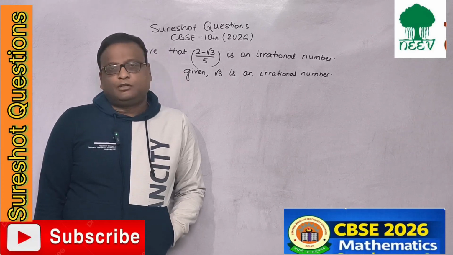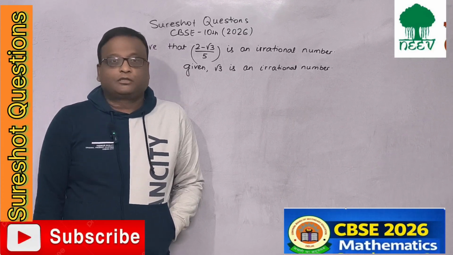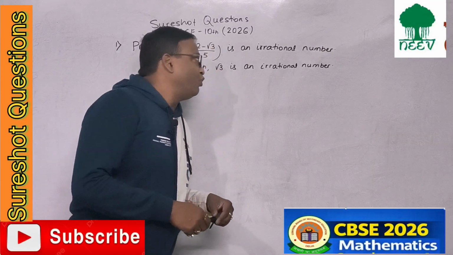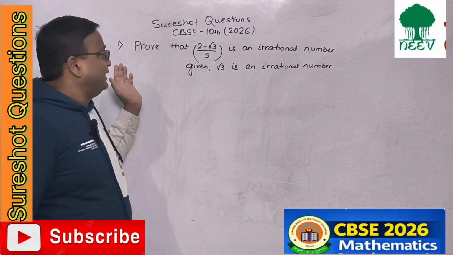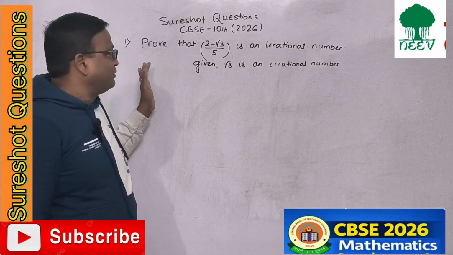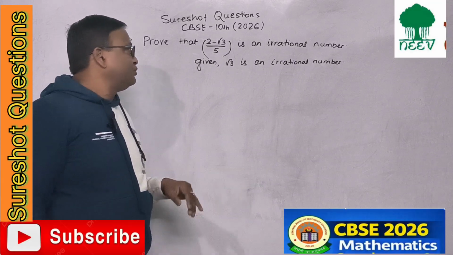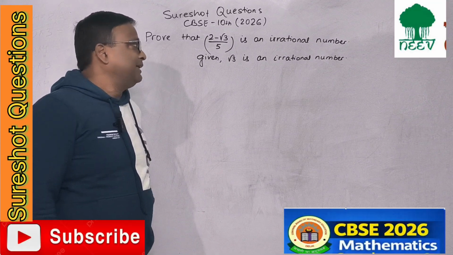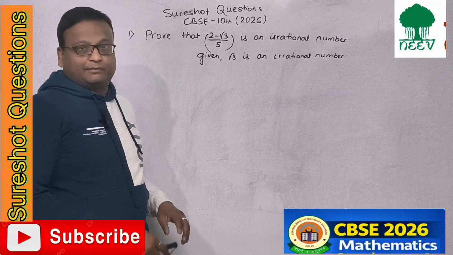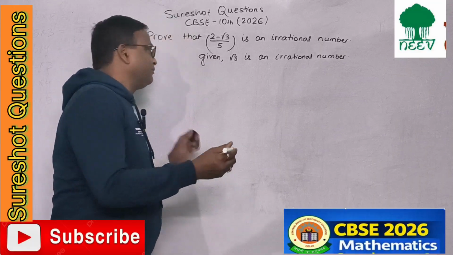Hello students, we are here with Sureshot questions series 2. So the first question today we have is the most favorite and highly probable question. Prove that 2 minus root 3 by 5 is an irrational number, given root 3 is an irrational number. Clear?